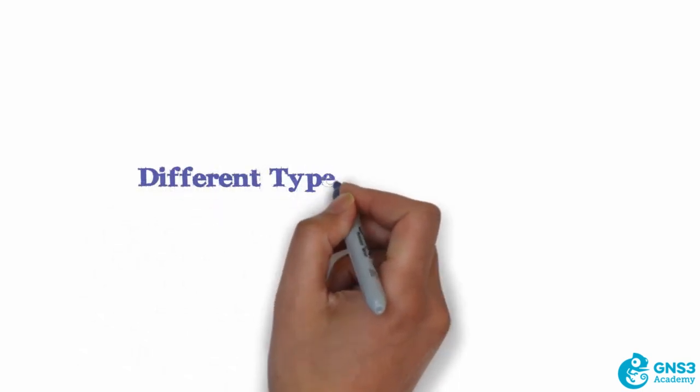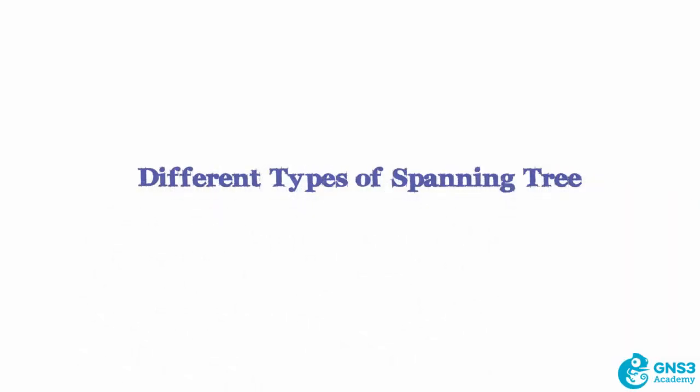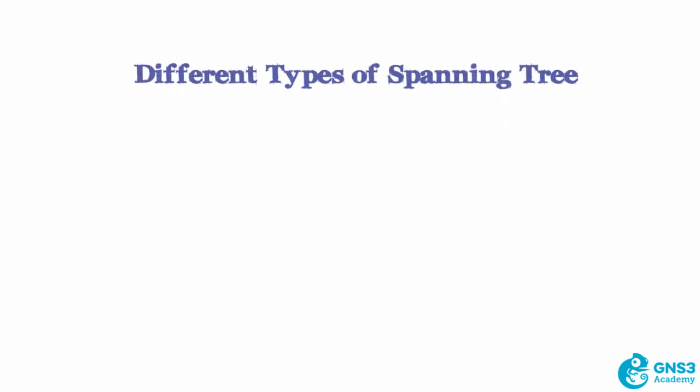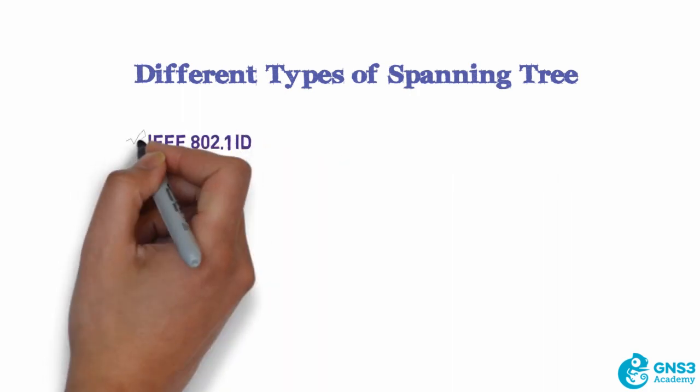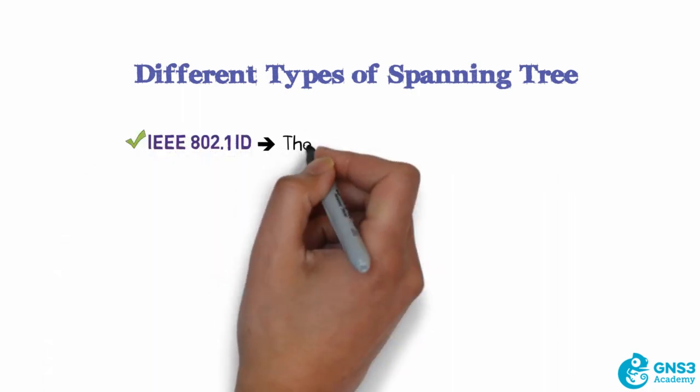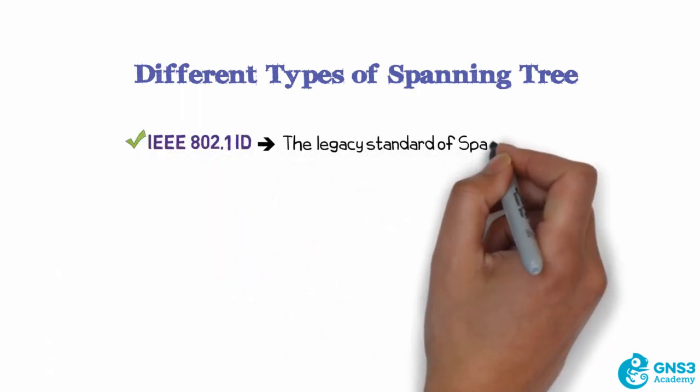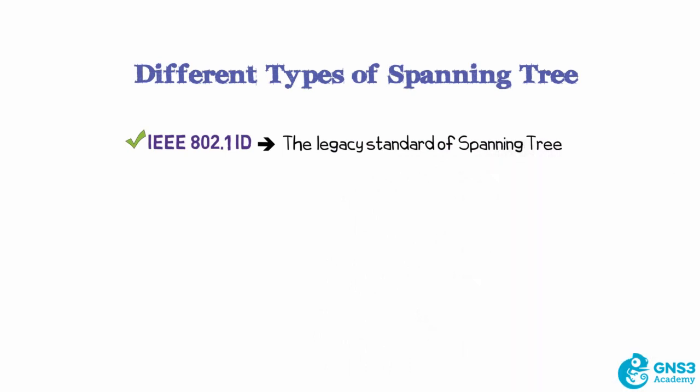Here's a quick summary of the different types of spanning tree and the advantages and disadvantages of each. So the original version of spanning tree is the IEEE 802.1d spanning tree. This is the legacy standard of spanning tree that was used when bridges were around, so it's very old, but it's the basis of other versions of spanning tree.